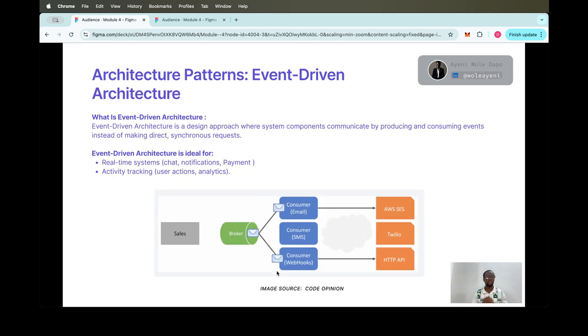Under this section, we will literally only be looking at event-driven architecture. In some of our previous modules, which you can visit if you've not seen them before, we've looked at monolithic architecture at length. We've also discussed microservice architecture at length.